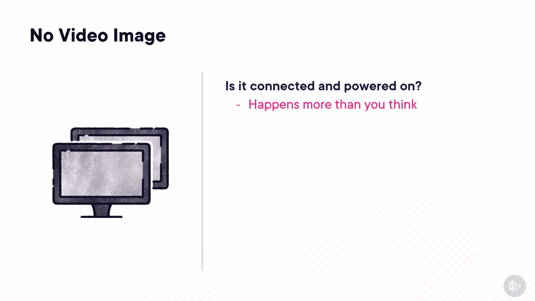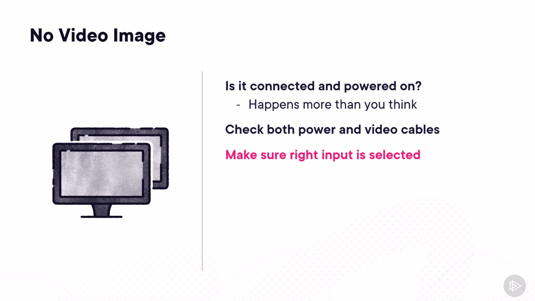The first type of issue that can happen is no image at all. Remember to always check the basics, like is it connected and powered on? You might laugh, but it happens more than you think. Make sure you check both the power and the video input cables and that the right input is selected. Everything from cleaning staff accidentally touching the cables or maybe a power outage at night might make those simple basic things happen, which makes your monitor not work in the morning.